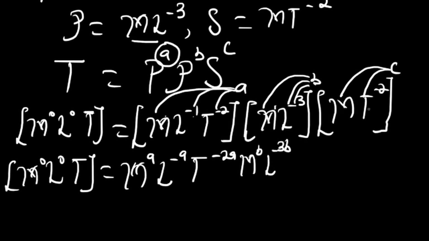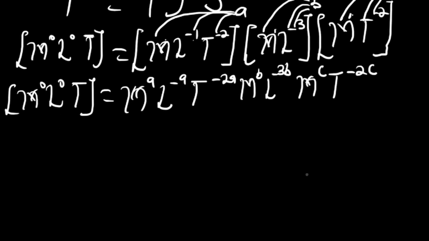And lastly, let's do for this one that's remaining. So this is M to the power of 1, right? So 1 times C gives you M to the power of C. And then this, we have a negative 2 here times C. This gives you T to the power minus 2C. Okay, we have distributed everything.